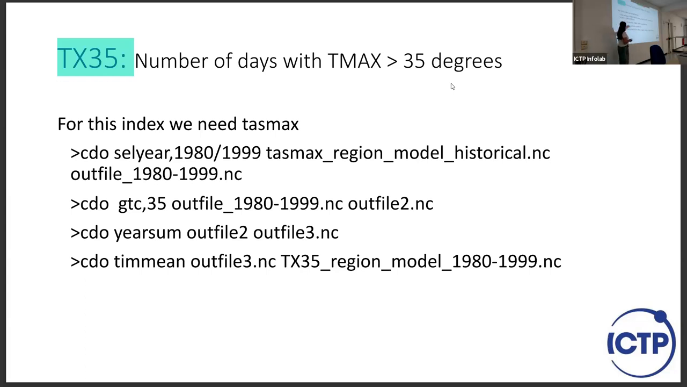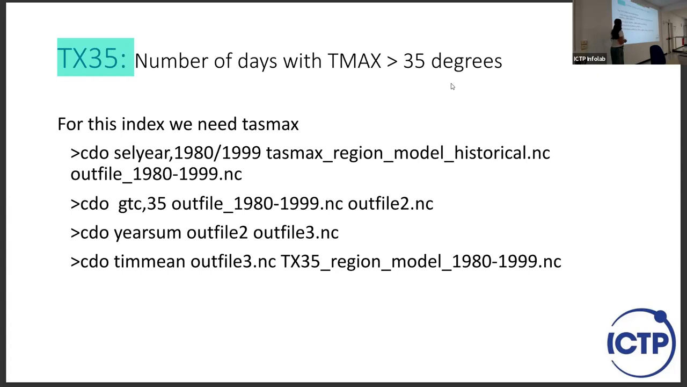So once you have this output, that I just call output file because it is not necessary to store it, it will contain, let me say, ones and zeros if it is true or false that it is greater than a constant. So after that, you will do a yearsum. This will sum all the values contained in the file, and since it is ones and zeros, you will compute the number of days that have been above the maximum.